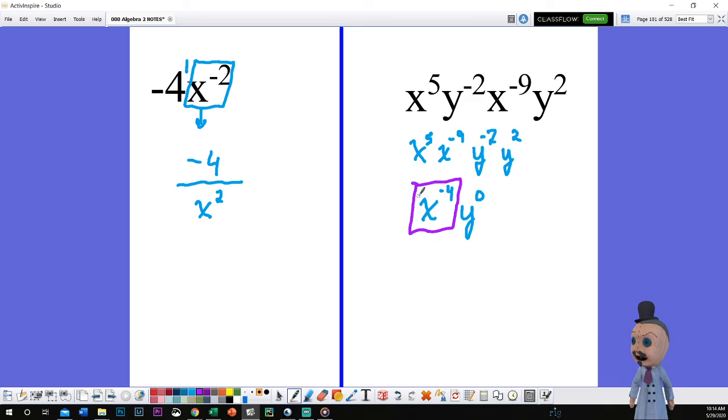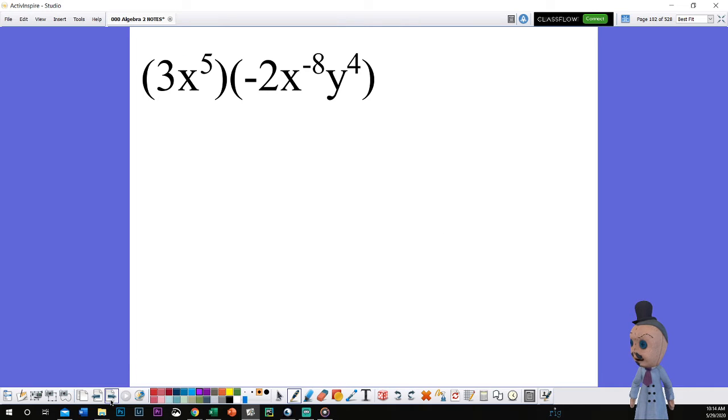If it is a negative exponent, he likes to move it, so he is going down. So on the bottom, we're going to have an x to the 4th. Now, y to the 0 power, remember anything to the 0 power is 1, so we're just going to put a 1 there, and we're all finished. Great job.